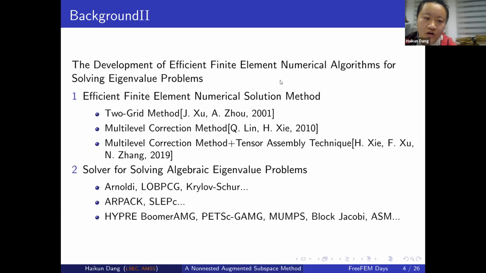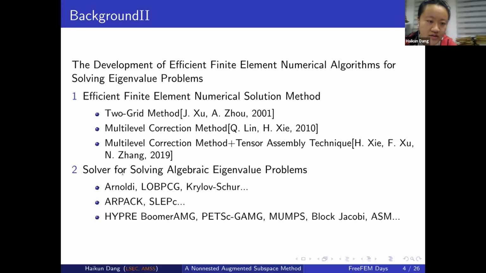Our team is focused on the finite element method and the multigrid method. There are some efficient finite element numerical solution methods. The two-grid method was proposed by Professor Xu and Professor Zhou in 2001. And my advisor, Professor Xie, proposed a multilevel correction method based on the two-grid method. This method extends the two-grid to multi-grid. The methods I mentioned here are based on nested meshes.